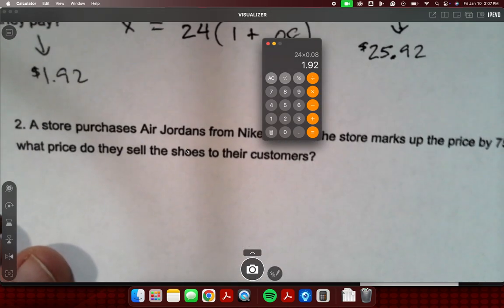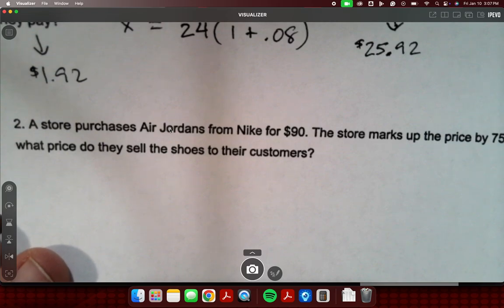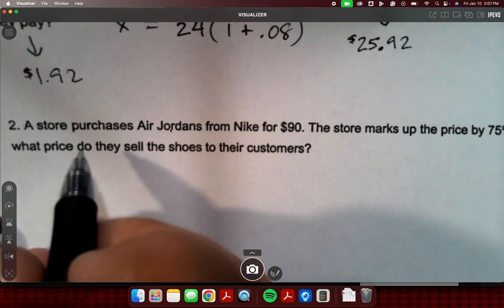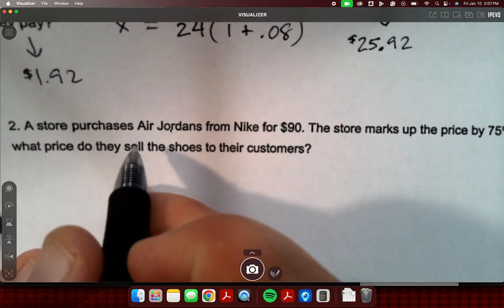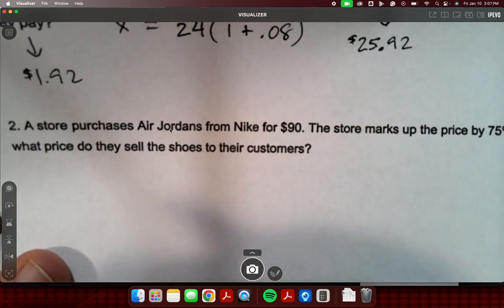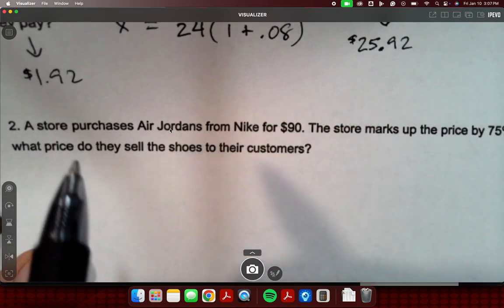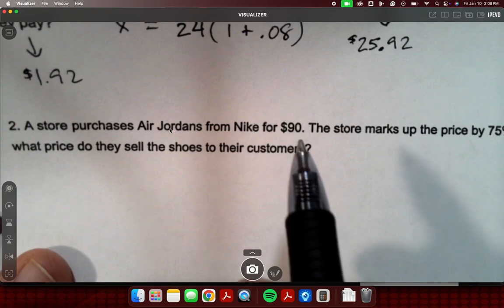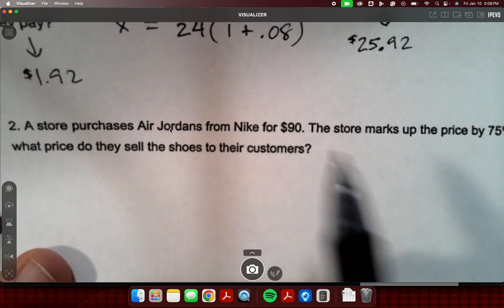Okay. The store purchases Air Jordans from Nike for $90. So I want to make sure this is clear. This is saying like a shoe store. I don't even know the name of shoe stores. I'm terrible at this. It could be Shoe Shack, it could be Amazon, it could be Walmart, whatever. But they buy the Air Jordans from Nike for $90. So the cost for the store to buy it from Nike is $90.